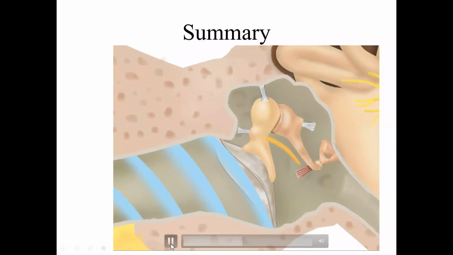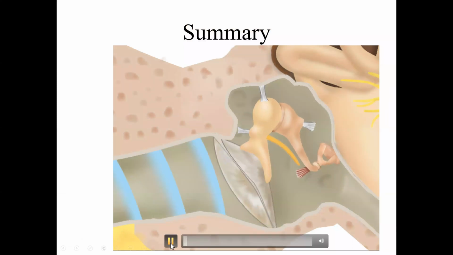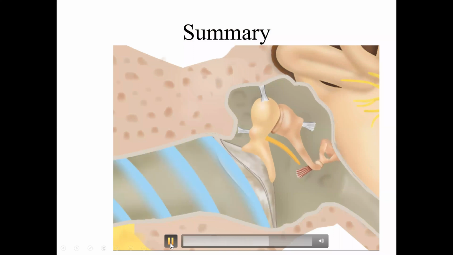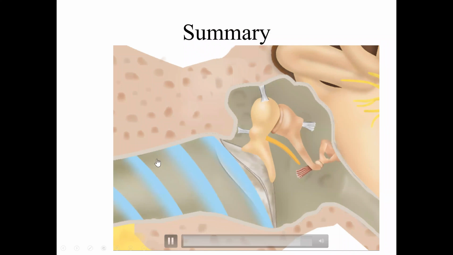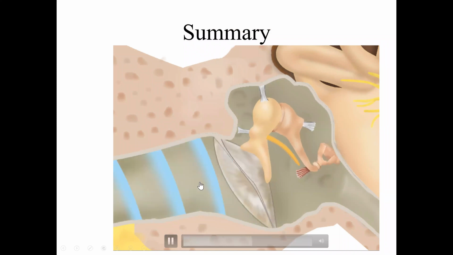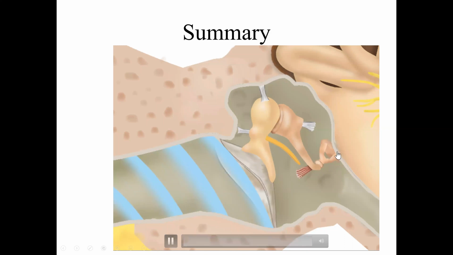So in summary, what I've tried to do over the last 25 to 30 minutes is talk specifically about conductive hearing loss. We talked about various pathologies that can impede the normal transfer of sound waves through the tympanic membrane, causing mechanical energy involving the ossicles, which is eventually transferred to the oval window.